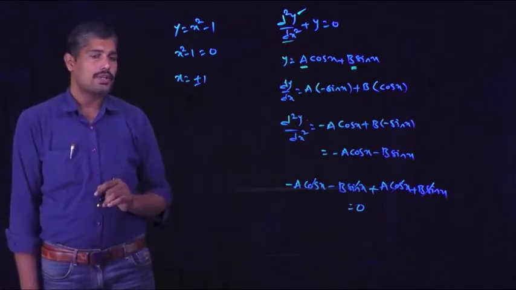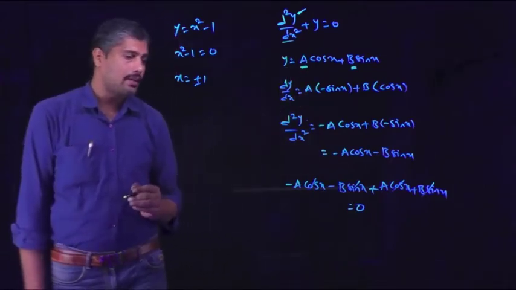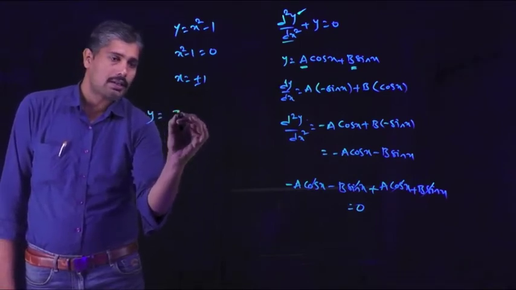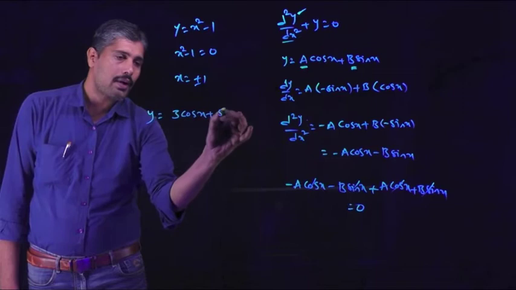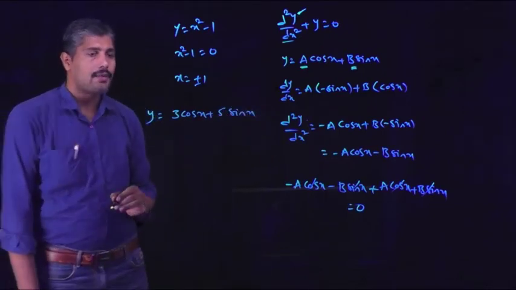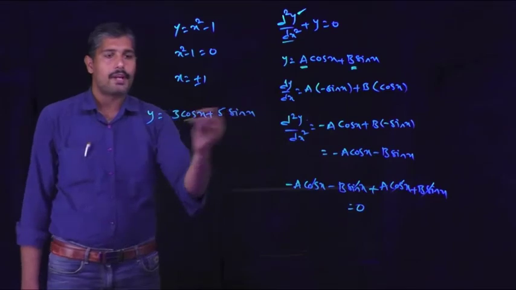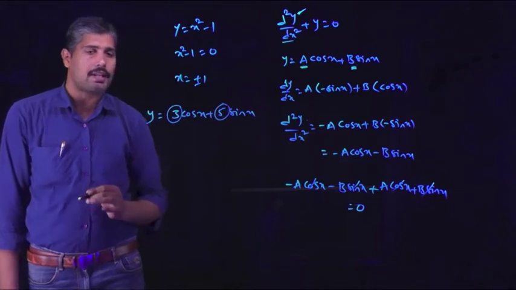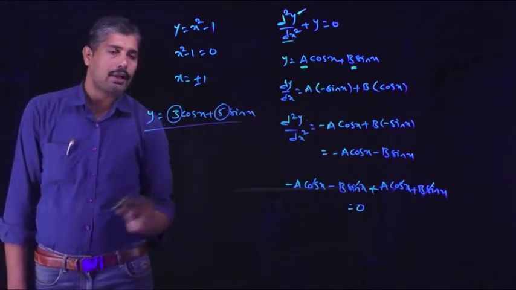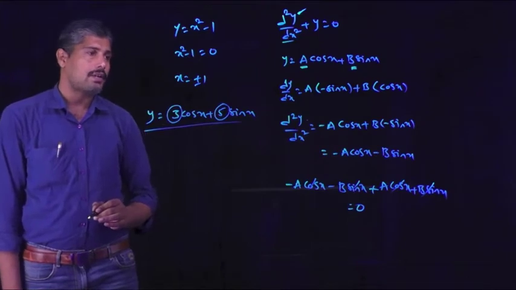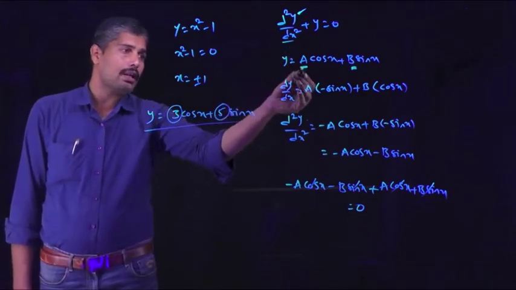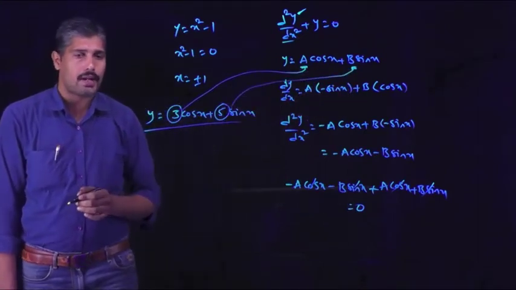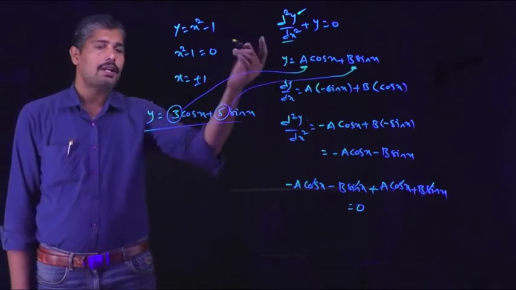What is a particular solution? See here. Suppose we take y equal to 3 cos x plus 5 sin x. Let's take, in the place of a, 3, and in the place of b, 5. Right? Definitely a particular value of a and a particular value of b is there. That's why this is called a particular solution of the differential equation. In the general solution, we substitute a equal to 3 and b equal to 5. That is called the particular solution of the differential equation.